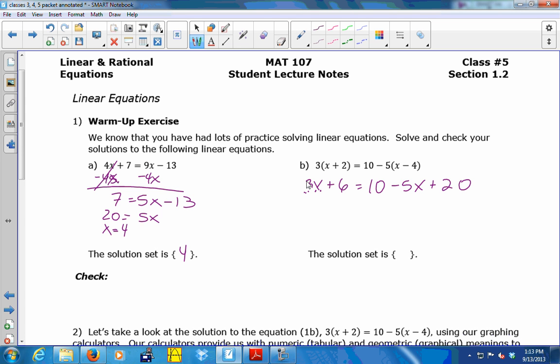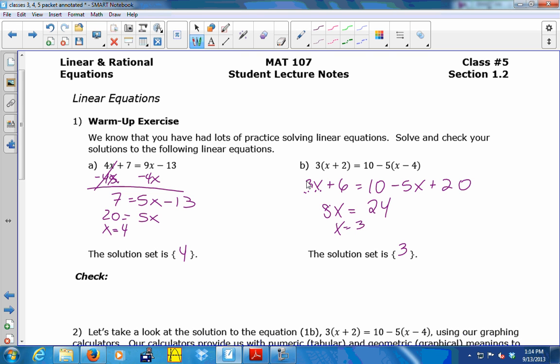Then we'll combine like terms, move everything to one side. So I'm going to add my 5x to both sides. So I have 8x. And 10 and 20 is 30. And I'm going to subtract 6 from both sides. So I have 24. And then if I divide both sides by 8, we get 3. So x equals 3. So that is my solution set. In curly brackets, the list of all values that make that equation true is just the number 3.